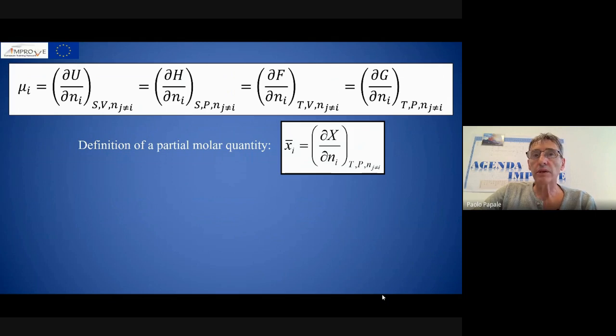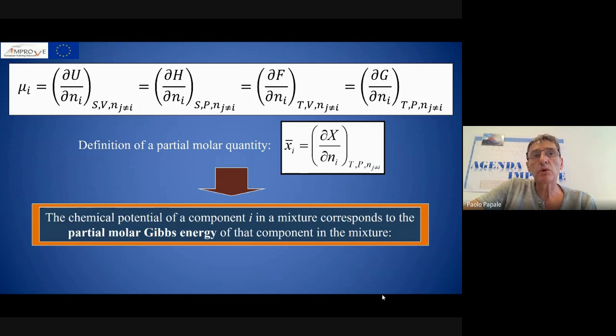Thus, by comparing this definition with the expression above for the chemical potential, we see that the chemical potential of a component in a mixture corresponds to the partial molar Gibbs energy of that component in the mixture. Note that the chemical potential is not the partial molar enthalpy or partial molar internal energy or partial molar Helmholtz energy, because none of these energy forms are defined in terms of the independent variables pressure and temperature. That happens only for the Gibbs energy.